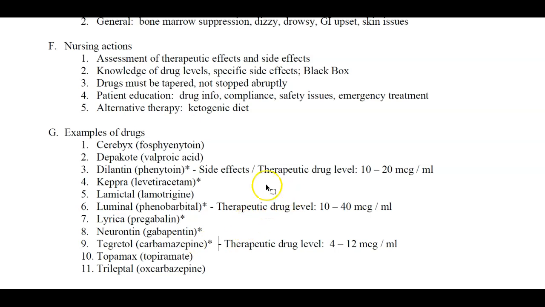Tegretol or carbamazepine, its therapeutic drug level is 4 to 12 micrograms per ml. Carbamazepine or Tegretol is often used for partial or generalized tonic-clonic seizures.